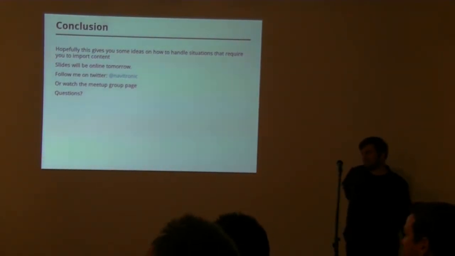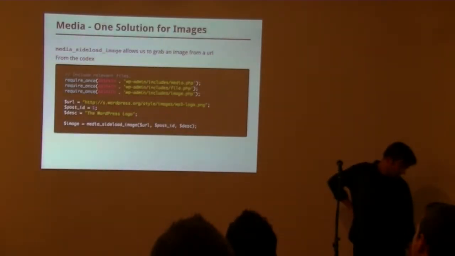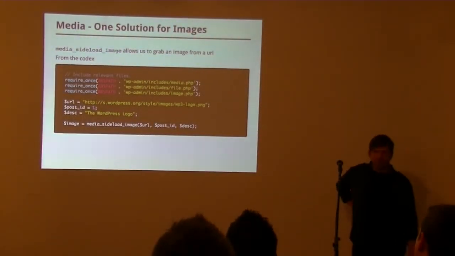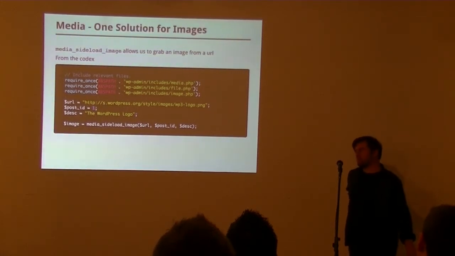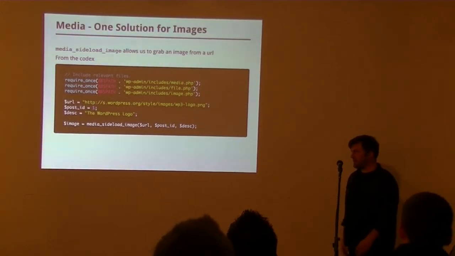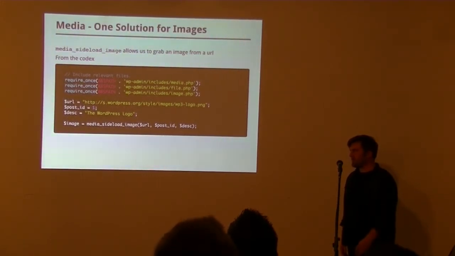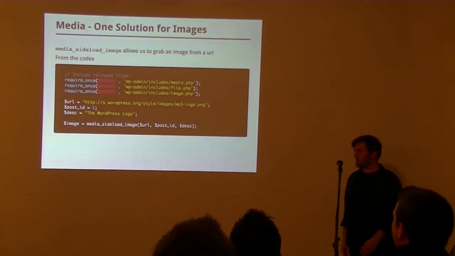What does the media_sideload_image function return? It will return a formatted image tag, as in an HTML tag, with a reference to the image. I'm not sure if it fails, whether it returns false or a WP_Error.